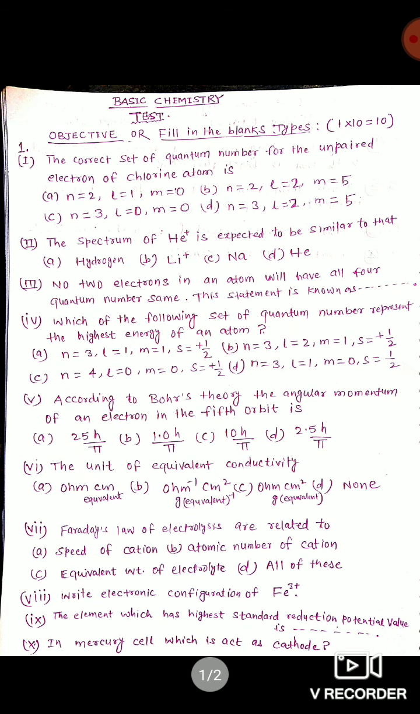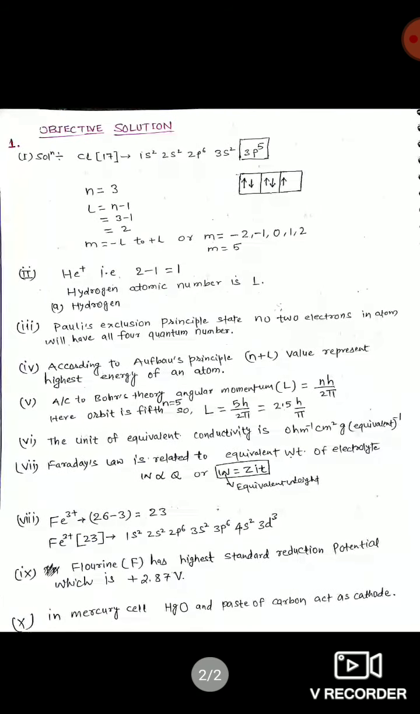In a mercury cell, which acts as cathode? So in a mercury cell, HgO, that means mercuric oxide, and a paste of carbon act as cathode.